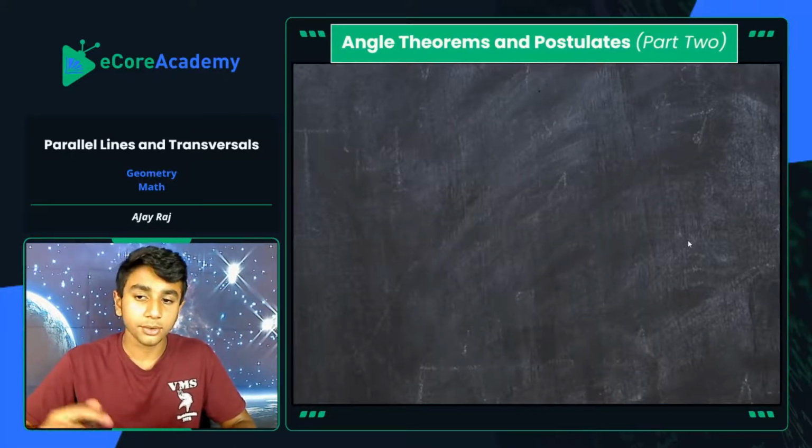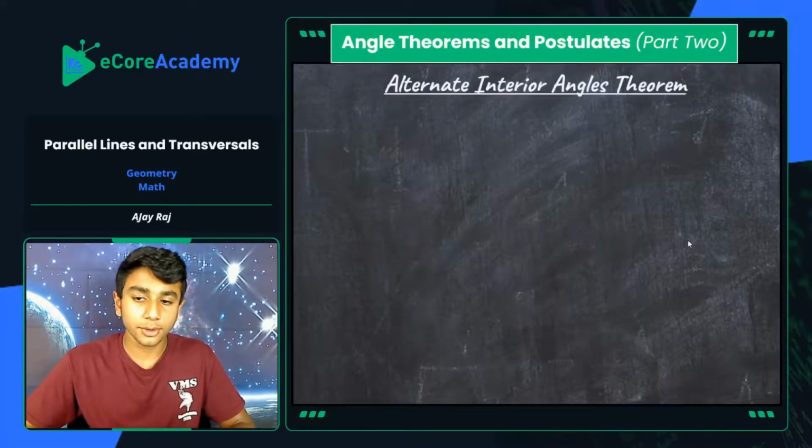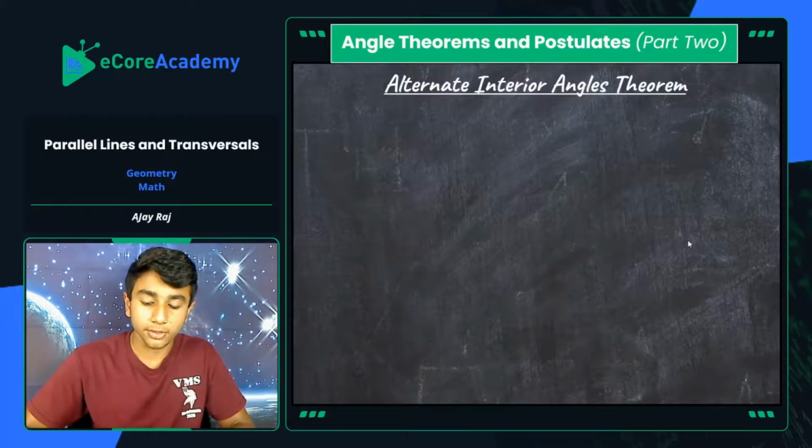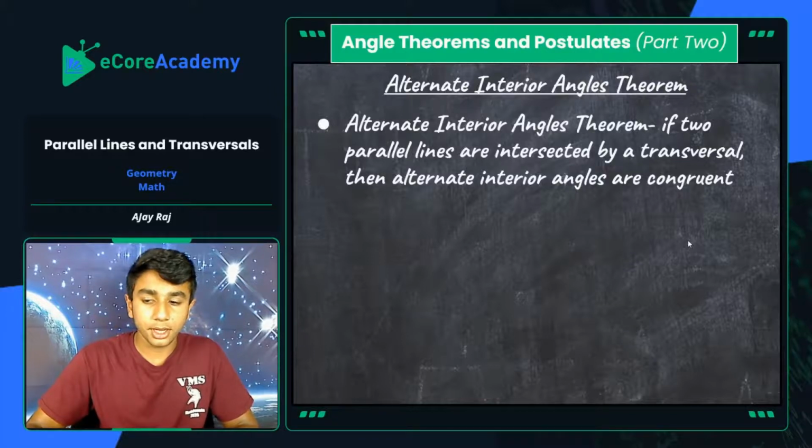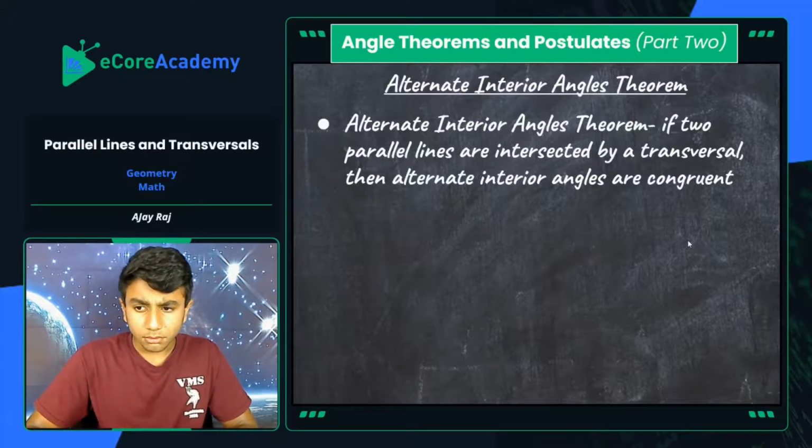Let's move on to angle theorems and postulates part 2, which is all about the alternate interior angles theorem. So we're going to take the alternate interior angles and form a theorem all about them and their identification. So if we look at the alternate interior angles theorem, by definition, it states that if 2 parallel lines are intersected by a transversal, then alternate interior angles are congruent. So if you can identify alternate interior angles, then you know that those pairs will be congruent.